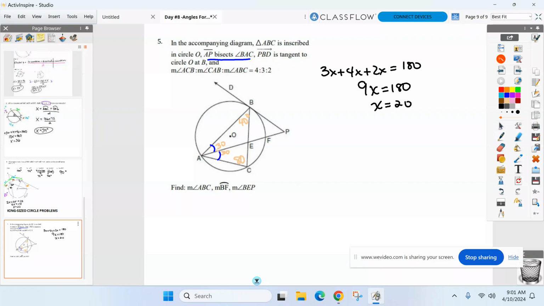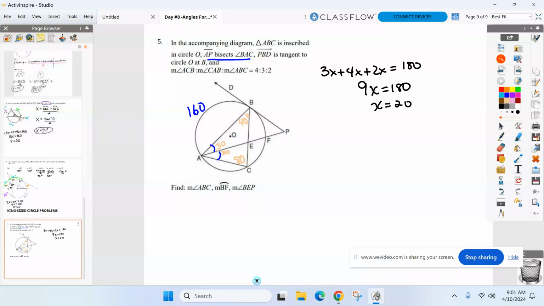If angle C is 80, how do I find arc AB, the one it's connected to? Take half of it? No. What do I do with the 80 to get to the arc that it's connected to? Double it. So 80 times 2. That should be 160. Everyone, yeah? Because it's connected to an inscribed angle.